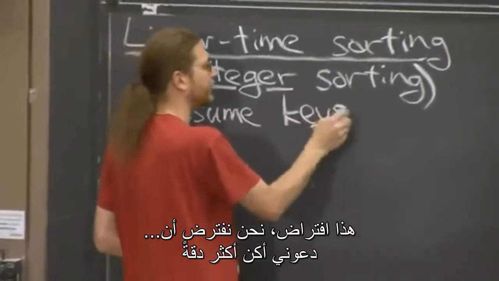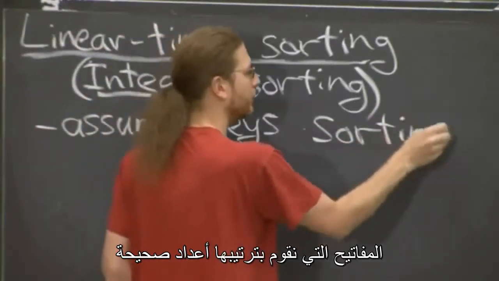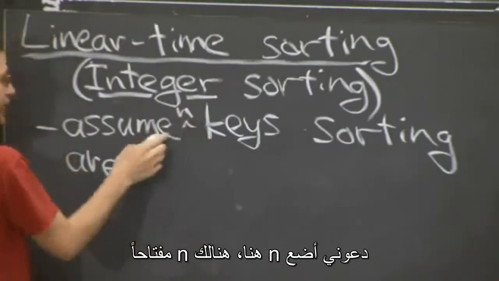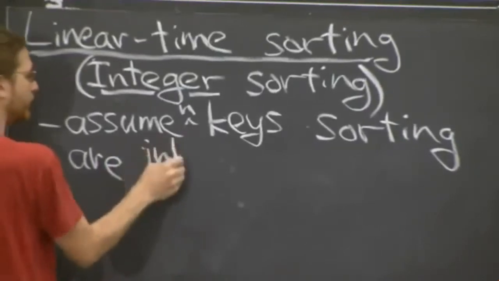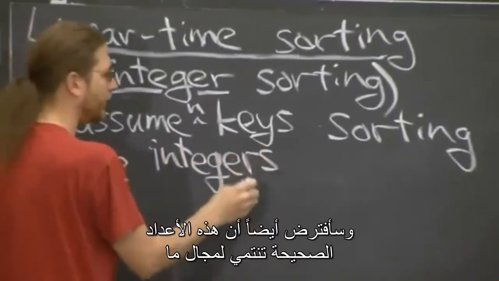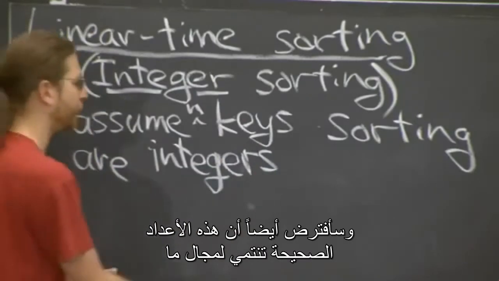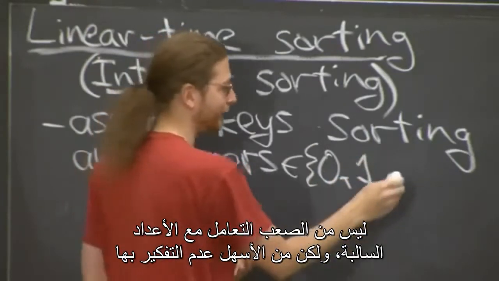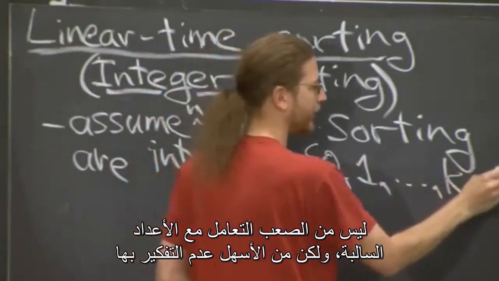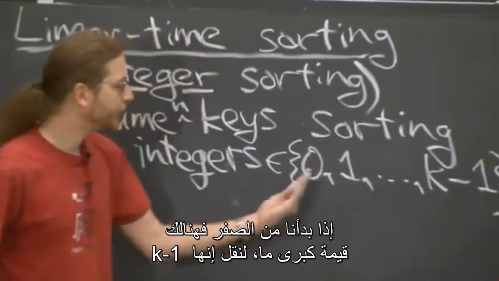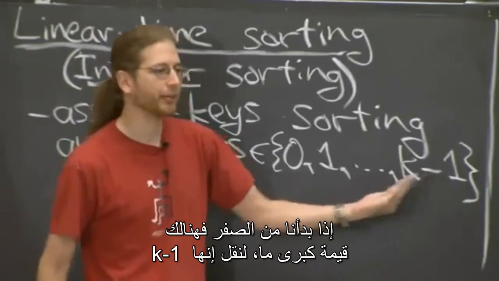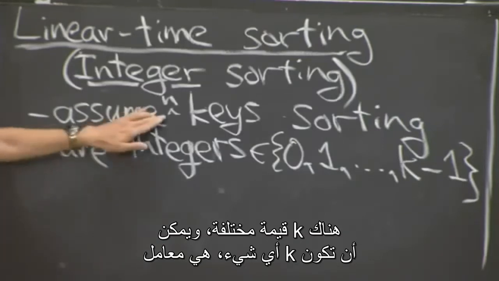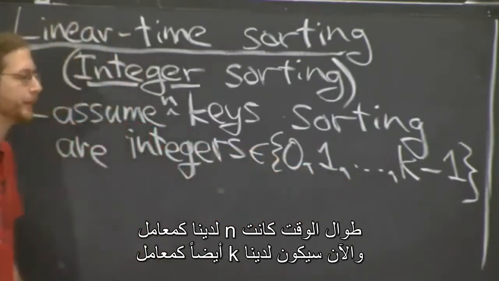I'm going to be a little more precise. The keys you're sorting are integers. Remember, there's n keys. I'm also going to assume that they're in some range. And for convenience, I'm going to assume that they're all non-negative. It's not hard to deal with negative numbers, but it's just convenient to think about non-negative numbers. So if we start at 0, there's some maximum value, say k minus 1. So there's k different values they could be. k could be anything. It's a parameter. We've always had n as a parameter. Now we're going to also have k as a parameter.